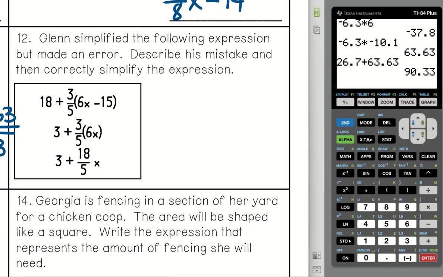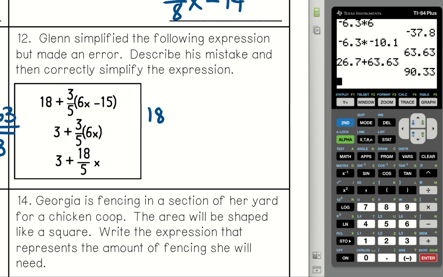Okay, number 12 says Glenn simplified the following expression but made an error, so let's find his mistake. So I see his mistake straight off. If you look from step 1 to step 2, somehow miraculously he went from an 18 to a 3. I think what he did is tried to do 18 minus the 15 that's in the parenthesis, and that's maybe how he got the 3. I'm not sure. But should have brought the 18 straight down and then distributed the 3/5.